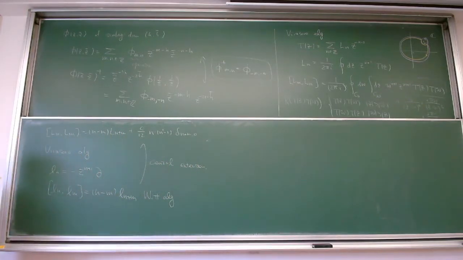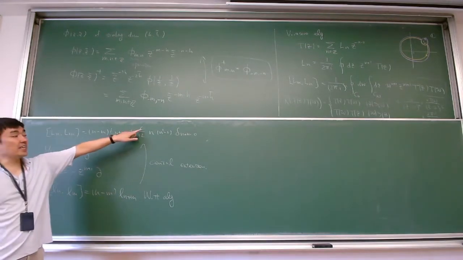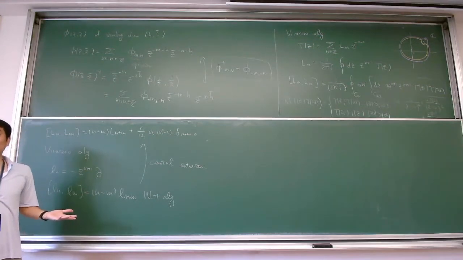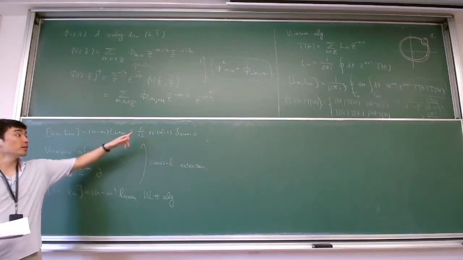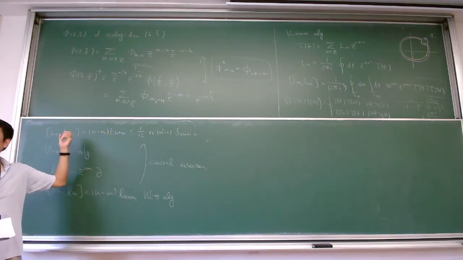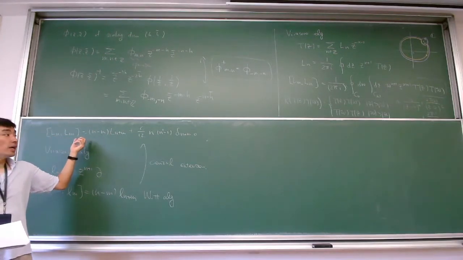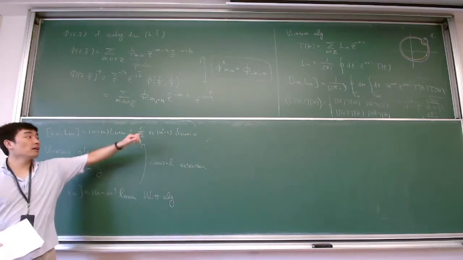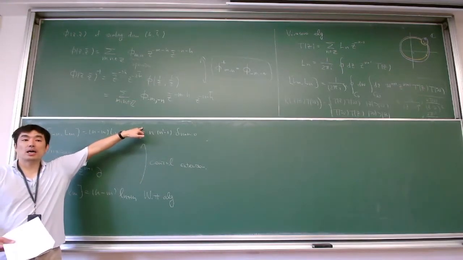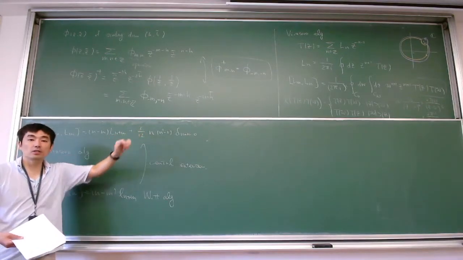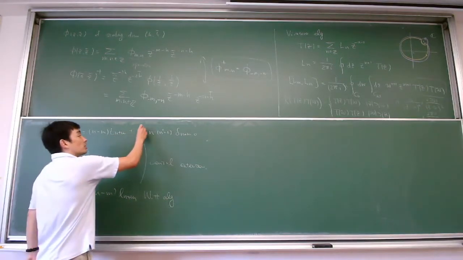Central extension of the Virasoro algebra. So the central extension C, this number C, can be treated as a number that commutes with all the generators of the Virasoro algebra L_n, okay? And this algebra is extended by this central element, the central charge C. That's why it's called central extension.